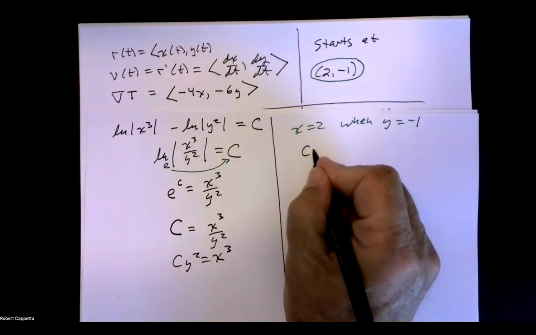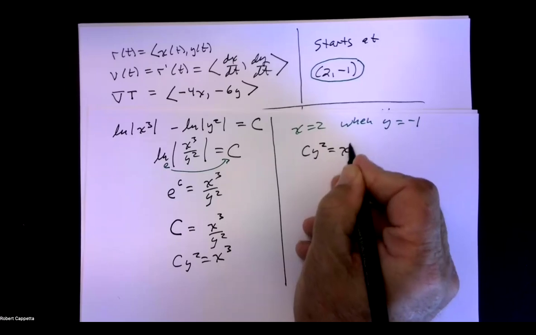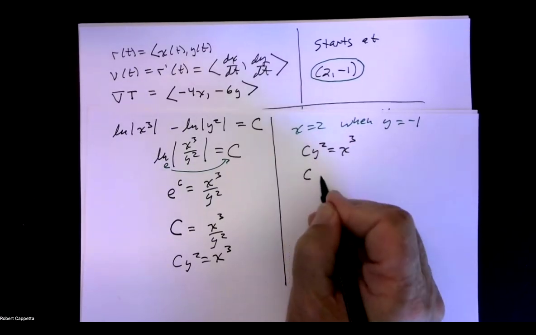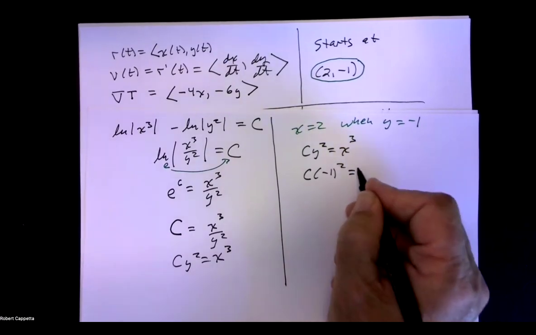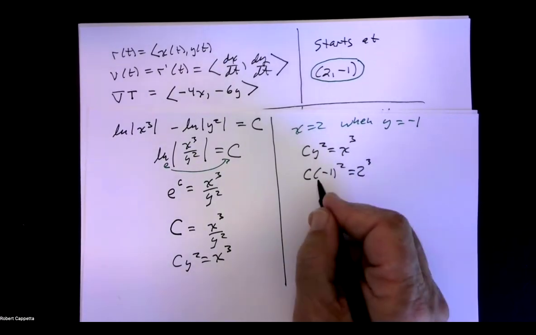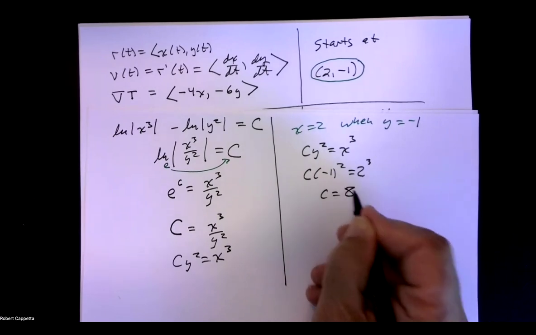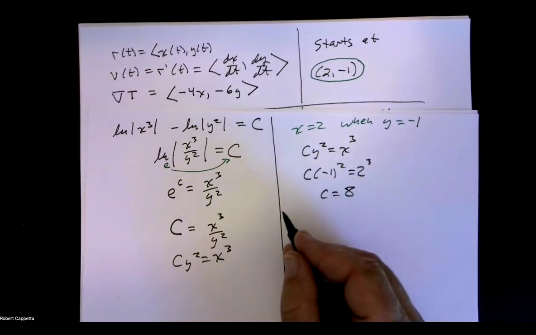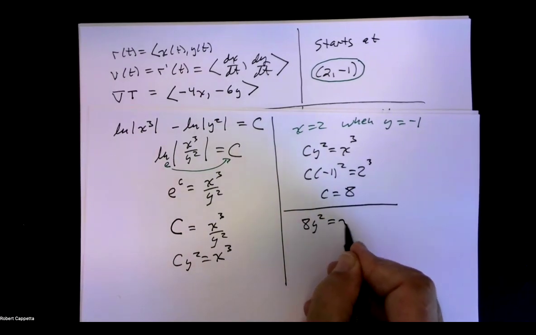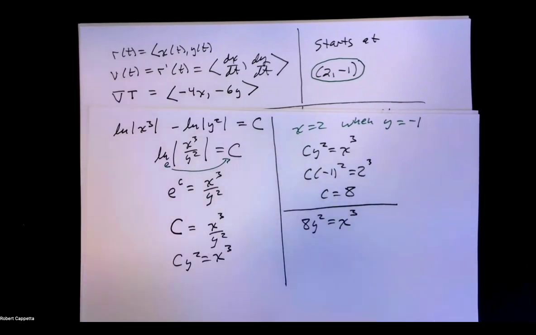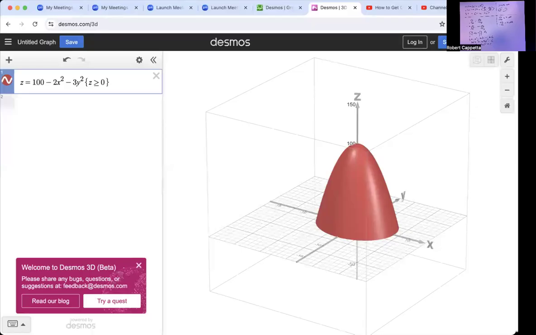C y squared equals x cubed. C times y squared, negative 1 squared, equals x cubed equals 2 cubed. C times 1 is c equals 8, which gives me what for my equation of my heat-seeking particle? 8y squared equals x cubed. Now let's take a look at the geometry and see if that is reasonable.